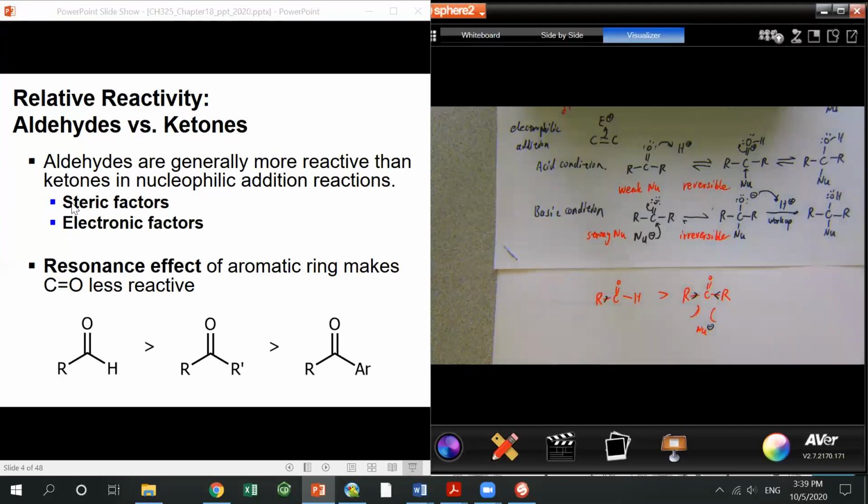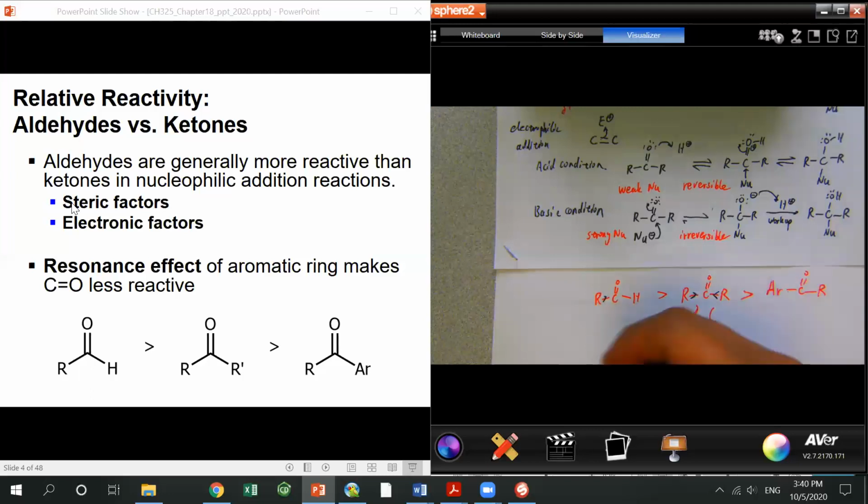And then, if there's a benzene conjugated with the aldehyde or ketone, that will lower the reaction rate. Not only benzene, but any aromatic compound, so we use Ar. The reason for that is the resonance effect, so we draw it here.